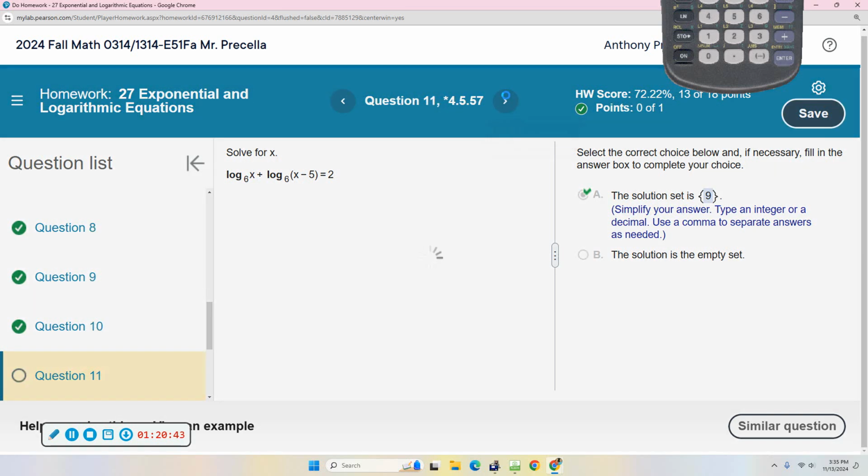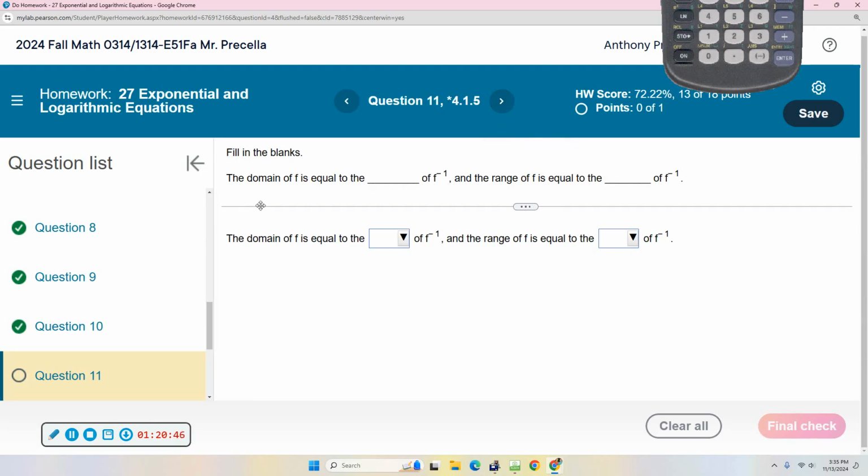Yeah, I think number 11. Oh, one of my favorite problems. The domain of f is equal to the, do y'all remember that? The way you're switching the x's and y's with inverses. The domain of f is equal to the blank of f inverse, the range. And the range of f, the original y's, are equal to the domain in the inverse function. Someone say something algebraic. There it is. Domain of f is equal to the range of f inverse. The range of f is equal to the domain of f inverse.